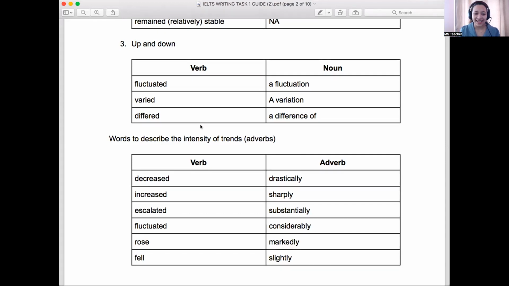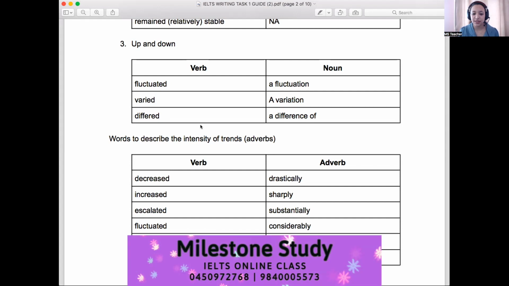Now let's take a look at some words to describe the intensity of trends. Let's take a look at verbs first. We have decreased, increased, escalated, fluctuated, rose, and fell. For adverbs, you can use drastically, sharply, substantially, considerably, markedly, slightly.